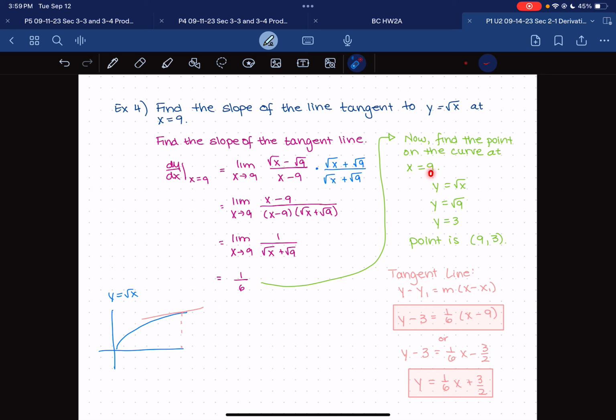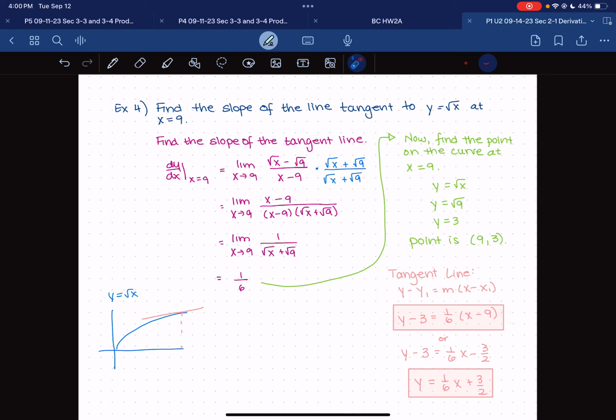To find the point, I need to know what the y value is when x is 9. The y value will be 3. So my x1, y1 is going to be 9, 3. x1, y1, there's my slope. I can distribute the slope and then add 3 to both sides, and I will get this equation. Either form is fine.